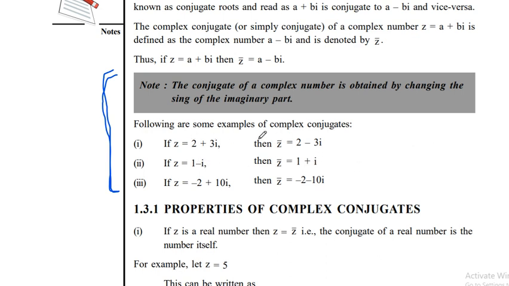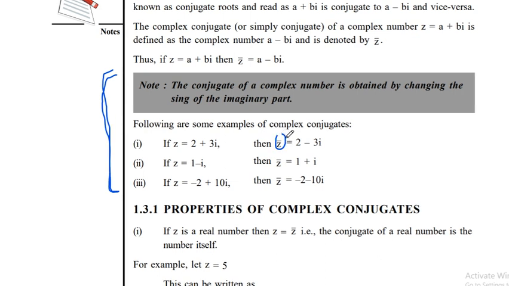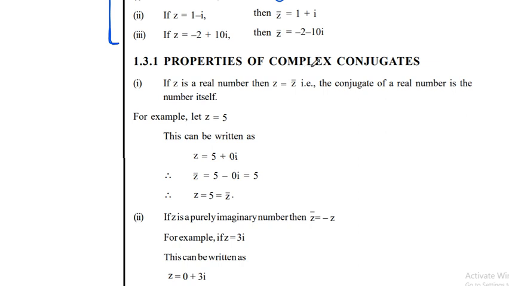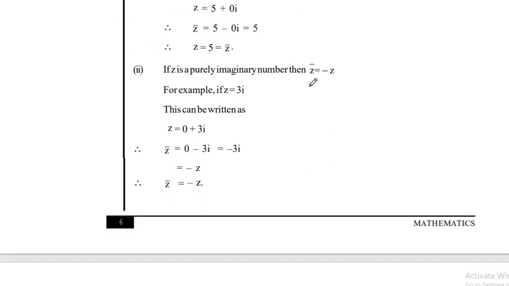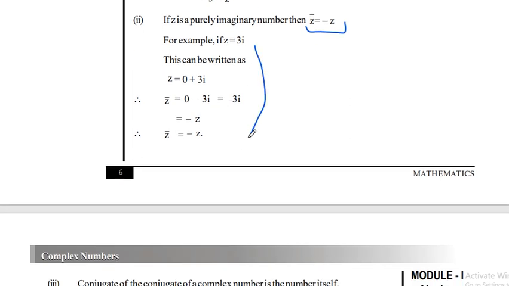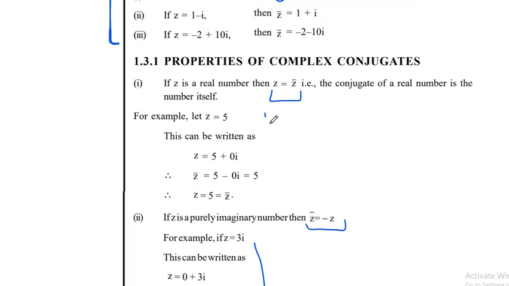And bar is the notation. We only put a bar on top. Z bar gives you the conjugate of z. These are the properties of conjugates. If z is a real number, then z and z conjugate are the same, because there is no imaginary part, so we will not change the sign of anything. Similarly, if you take a pure imaginary number where there is no real part, the conjugate will be negative of z. The proofs are given here. You can check the proofs, very easy.